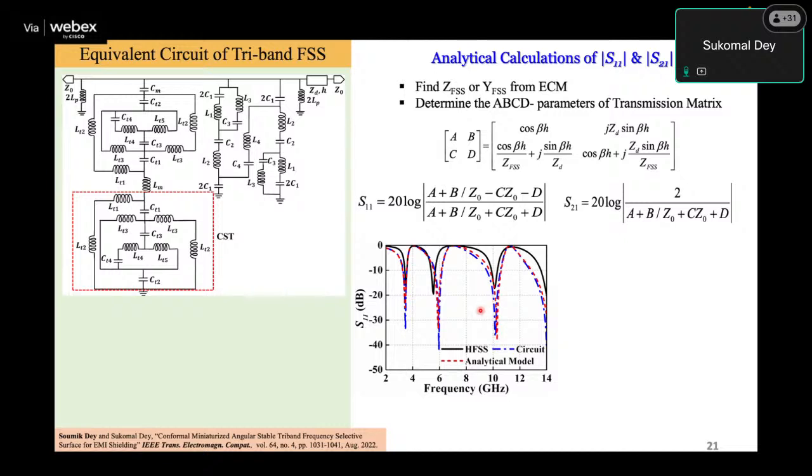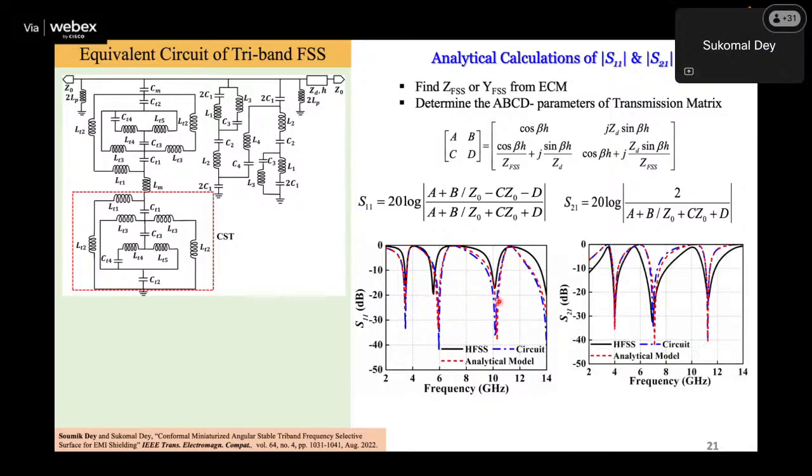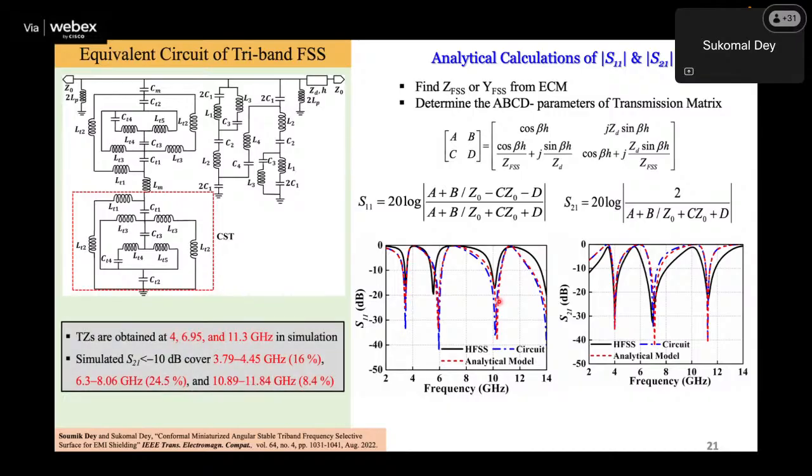Whatever we are discussing, you can get it in our paper in IEEE Transactions on Electromagnetic Compatibility, with all the details including these equations. Now you can see it's a tri-band FSS where everything is almost matching to some extent. So this is S11 and S21. This is the flow of the structure.